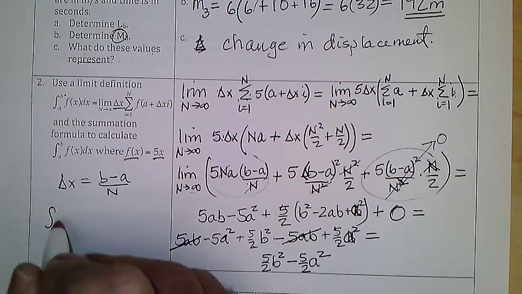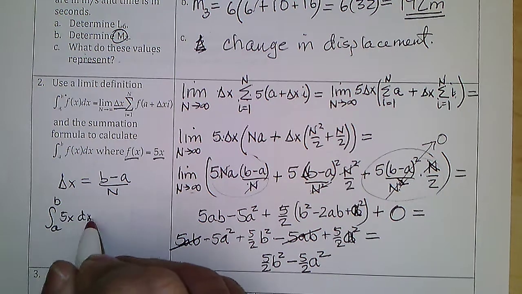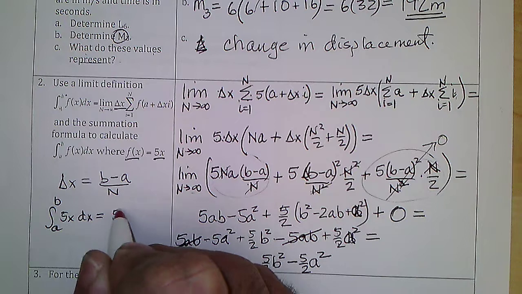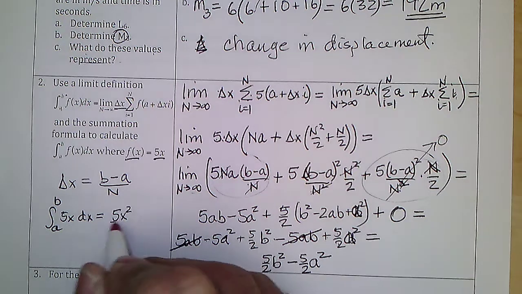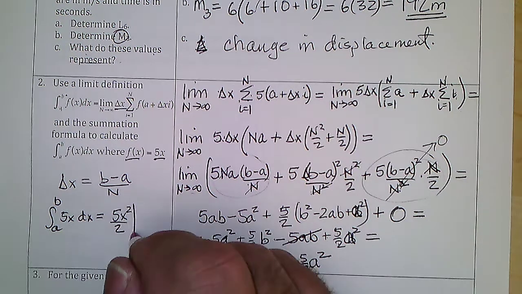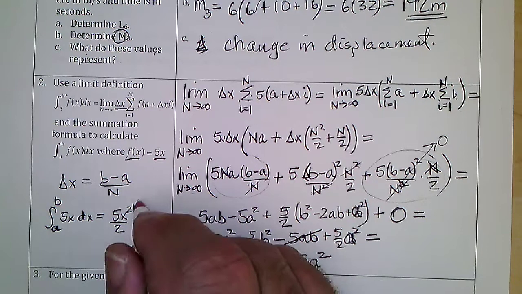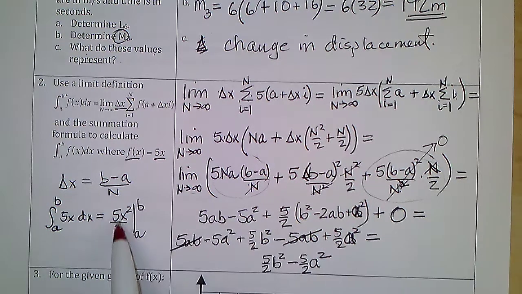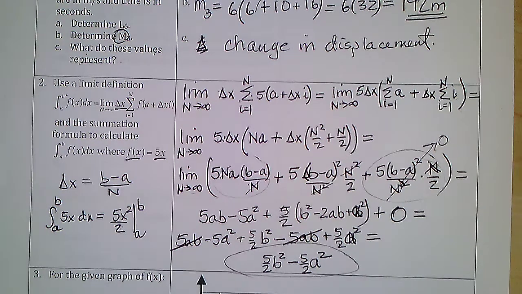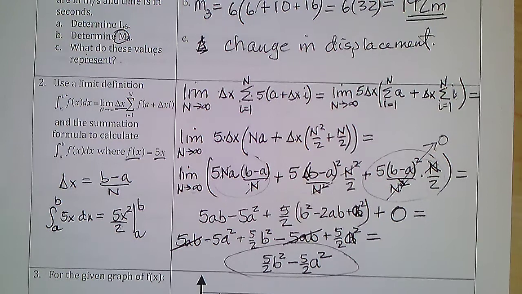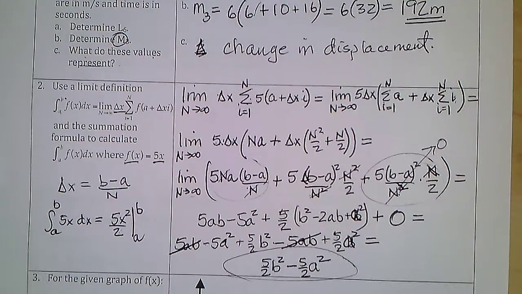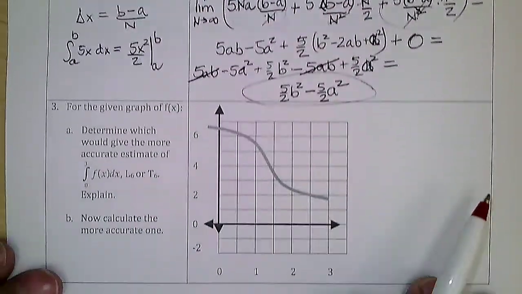which is what I should get if I integrate from a to b of 5x dx. That becomes 5x squared over 2 evaluated from a to b. So I get 5 halves b squared minus 5 halves a squared. Exactly that. All right, the next one.